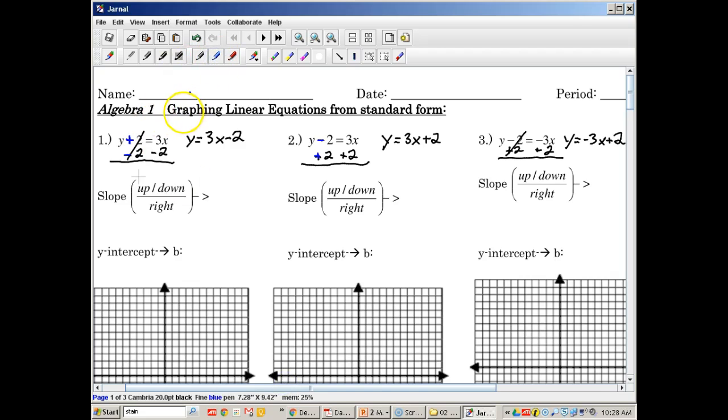So slope on number 1 is 3, which is the same as 3 over 1 to graph it. If I ever ask you the slope, you can just say 3, but if you have to graph it, you need to write 3 over 1. You need the rise and the run. And the y-intercept is negative 2 right there. So I'm going to start at negative 2 and then go up 3, right 1.